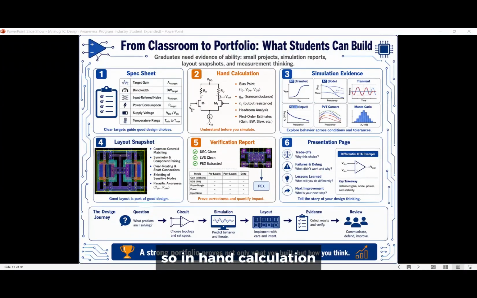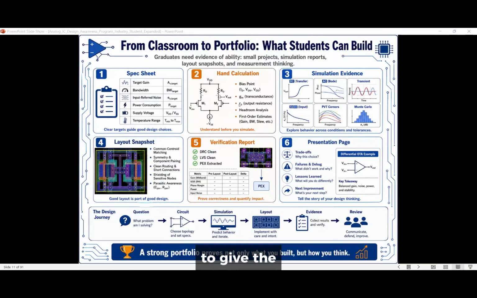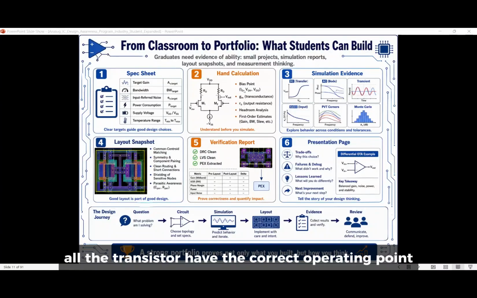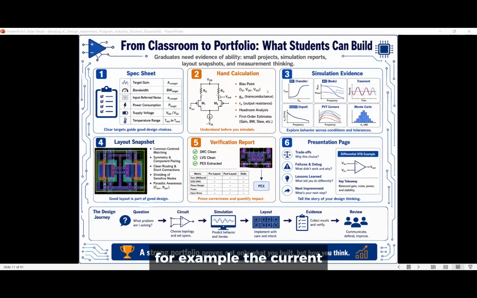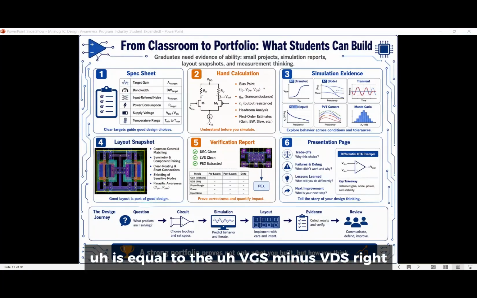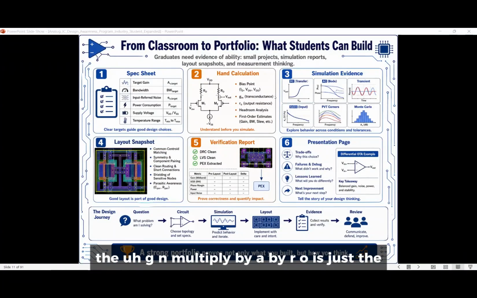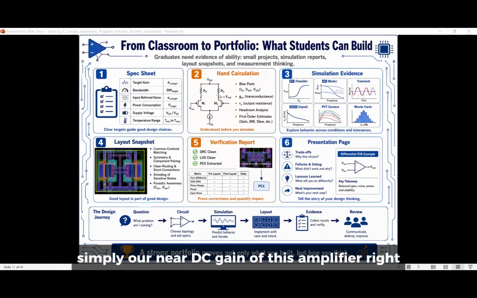Okay, so in hand calculation, we normally have to bias the circuit correctly to give all the transistors the correct operating point. For example, the current, the overdrive voltage. So the overdrive voltage is equal to VGS minus VTH, right? We have already studied this in our course. And more importantly, the transconductance, because this will determine the gain directly, right? And the output resistance. The gm multiplied by ro is simply the near DC gain of this amplifier, right?